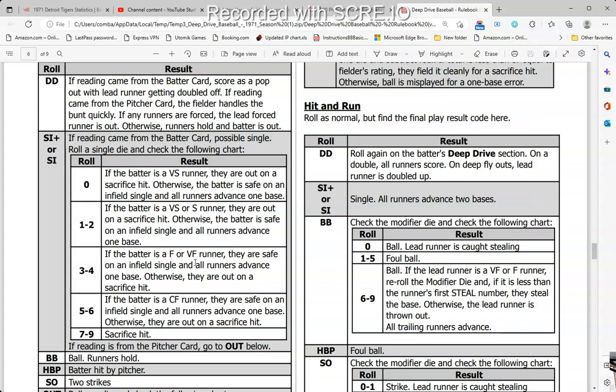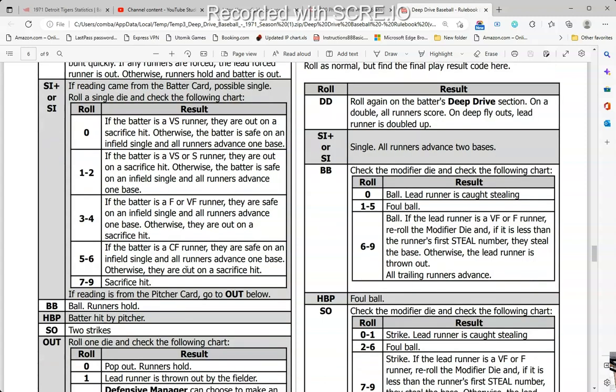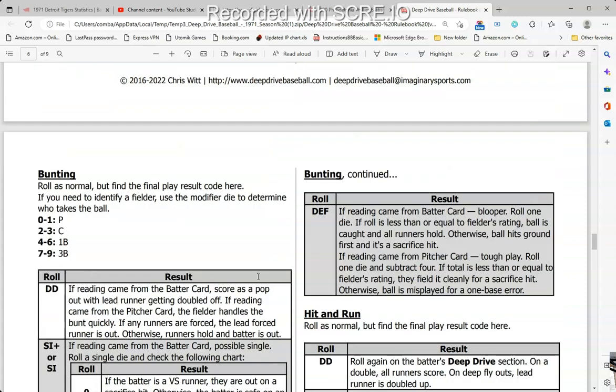3 and 4, if the batter is F or very fast, they are safe on an infield single. Right? Common sense. 5 and 6, if the batter is a center field runner, they are safe on the infield single, and all runners advance 1 base. Otherwise, they are out on a sacrifice hit. And finally, 7 to 9 is the sacrifice, and that is the bunt chart.